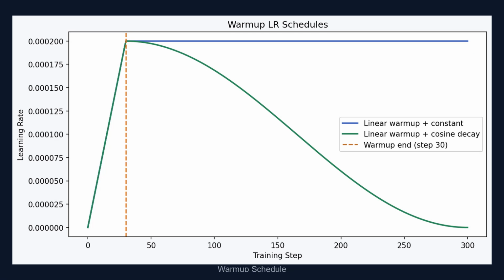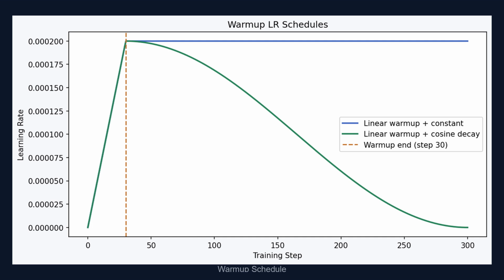This image illustrates the warm-up learning rate schedules used during training. You're seeing two key methods here. The blue line represents a linear warm-up with a constant learning rate, while the green line shows a linear warm-up followed by a cosine decay. The purpose of the warm-up phase is to gradually increase the learning rate from 0 to its initial value, preventing large weight updates in the early stages of training. You'll notice that the blue line levels off after the initial ramp-up, maintaining a constant learning rate.